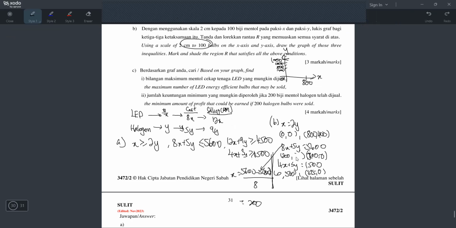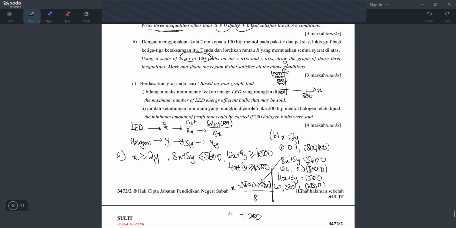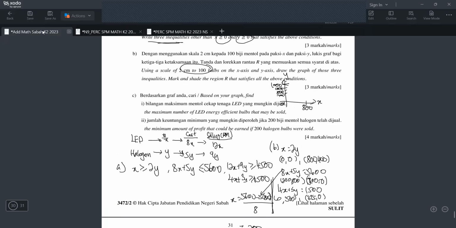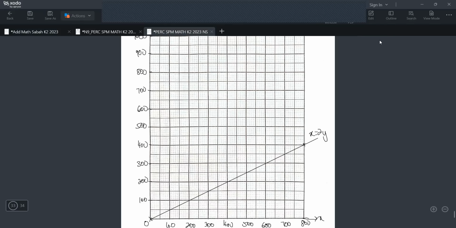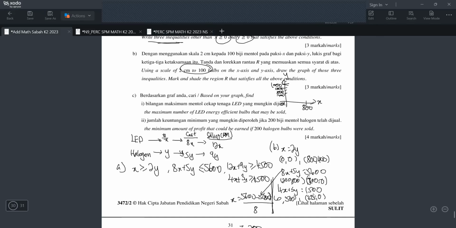So let's just go with this, right? 200, 800. But of course, you can choose any other point you want also. Just make sure the point is within the scale, so that you can plot it. If it's outside the scale, then you can't plot it.